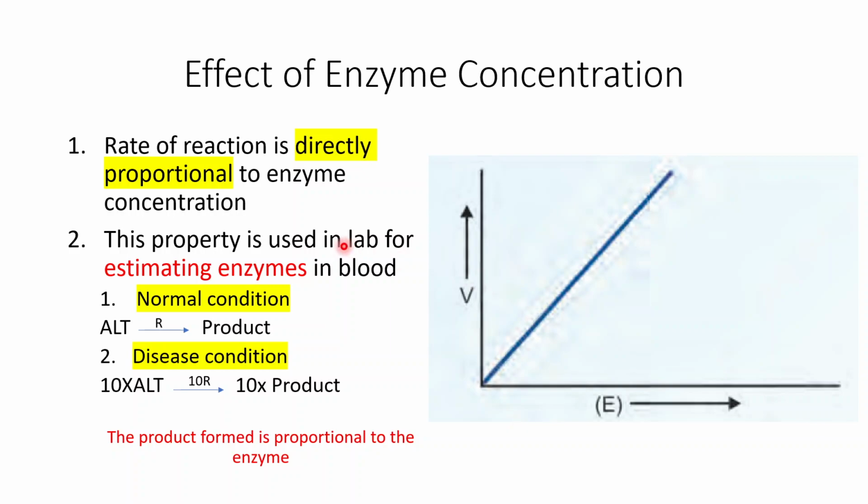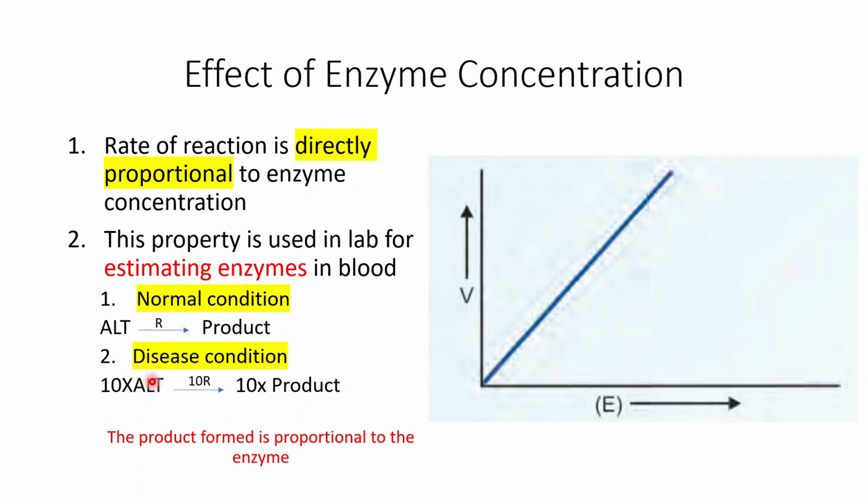Now this property is used in the lab for estimating various enzymes in the blood. For example, in a normal person, if we take a blood sample for the enzyme ALT, which is alanine aminotransferase, one of the markers for liver dysfunction, the enzyme present in it is made to react and form a product. So this is under normal condition.